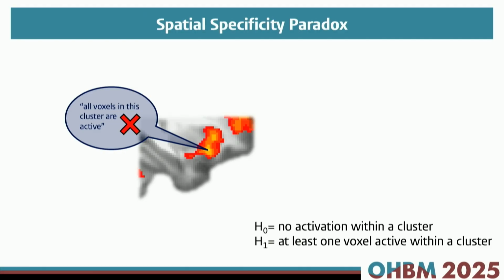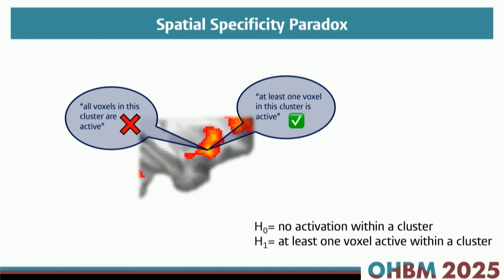So we can say there's at least one voxel in the cluster that is active, but we cannot say that the entire cluster is active. And the paradoxical thing is, of course, that the smaller the clusters that you find, the more certain you are where it is in this sense. So if you find a cluster of just one voxel, you're certain that it's there. If you find a cluster of 500 voxels, you're not certain where the signal is.